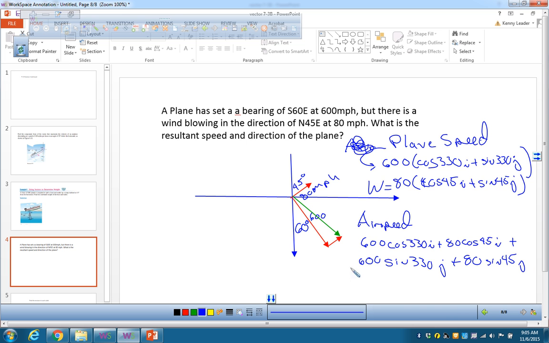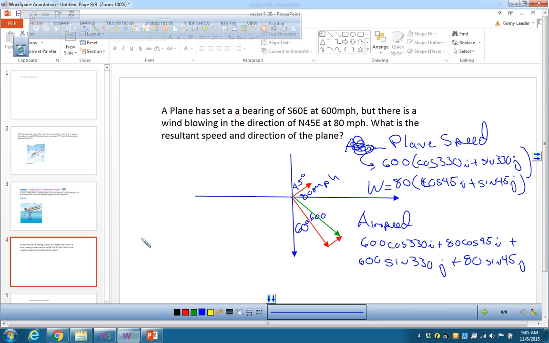Okay, and so I would just plug this in your calculator. You get some number in the i direction, and some number in the j direction, and that would be your resultant vector. Then they ask you to find the magnitude of that resultant vector. You take those numbers, you square them, and you take the square root of them.